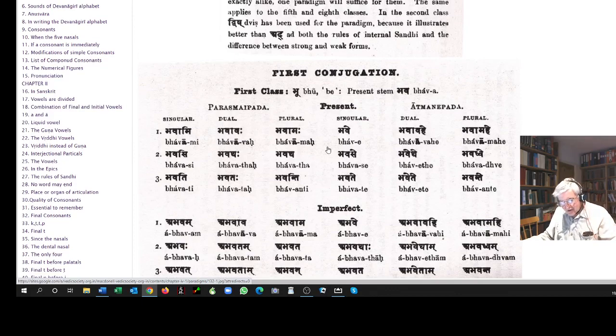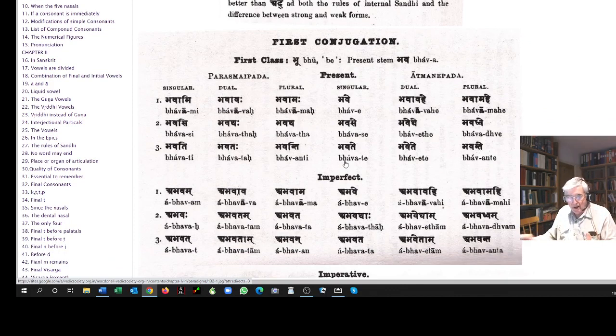For the purposes of this video, I am going to be looking only at the third Parasmaipada singular, the one that you know as bhavati, and the third Atmanepada singular, the one that you know as bhavate. Why? The answer is, once you have looked at the third singular Parasmaipada and the third singular Atmanepada in each class, from those two you can construct the whole of the rest of the class.